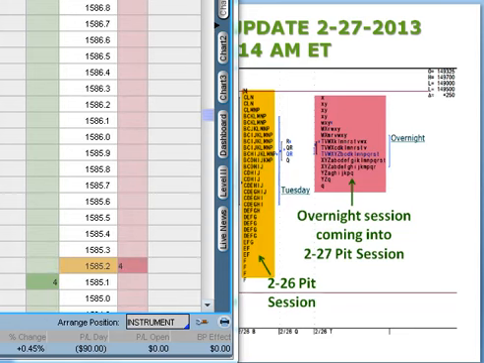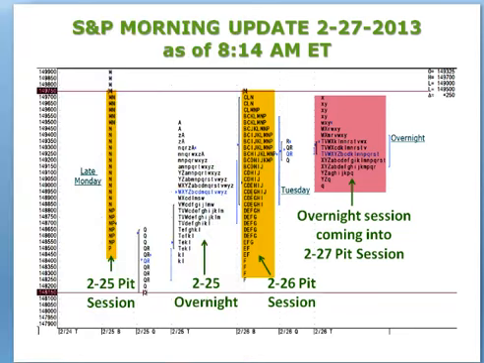Now, Jim, would you say that the auctioneer's value areas are starting to overlap? Yes, yeah, that's exactly right.